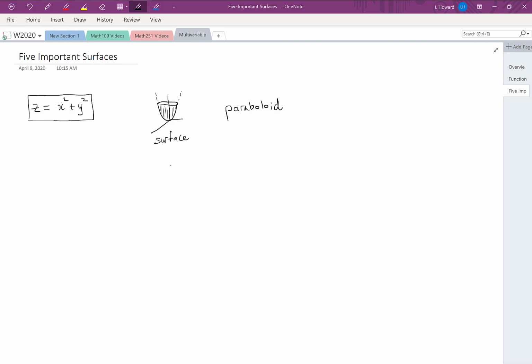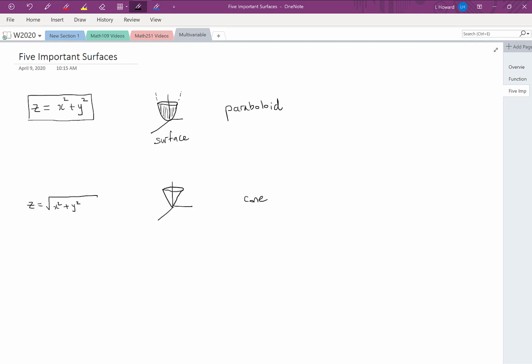Okay, so let's look at 4 other types of surfaces that are going to be coming up throughout the course, and we'll give specific names for each type of surface. So let's say we had z equals the square root of x squared plus y squared. This specific surface is going to have a graph that looks like this. It's got straight sides like that. If we cut it off parallel to any z value, we would get a circle. So that's called a cone.